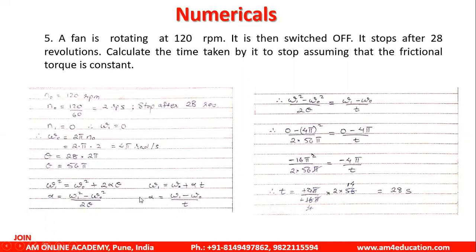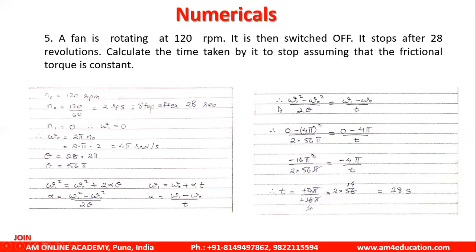Let us equate both these equations. On equating, we get omega 1 square minus omega 0 square upon 2 theta equal to omega 1 minus omega 0 upon t. Now in this case, we have all the quantities except t, which we have to find out. Omega 1, omega 0 and theta are all found or given in this problem. Now let us substitute all the given quantities.